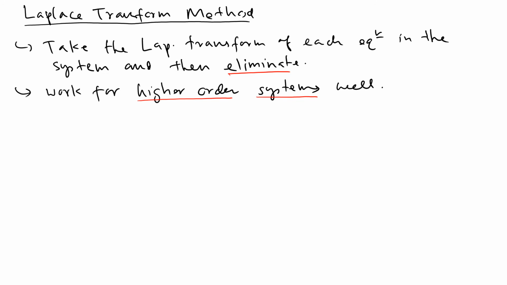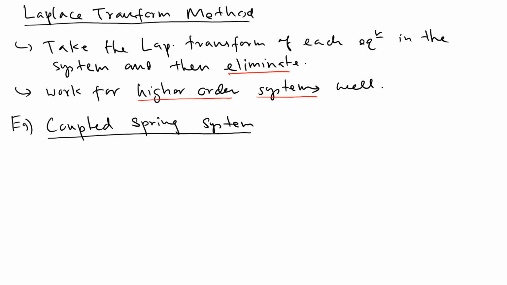So before we actually do a problem, let's think of a situation where it's going to create a higher order system. As an example, we're going to look at the coupled spring system. This is a really nice situation where it's going to create a second order system. So what does a coupled system mean? Let's say you have two bobs hanging from a spring. You have a spring, you have one bob here, and then there's another spring and another bob.